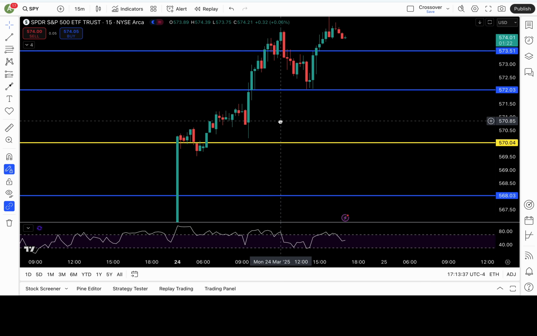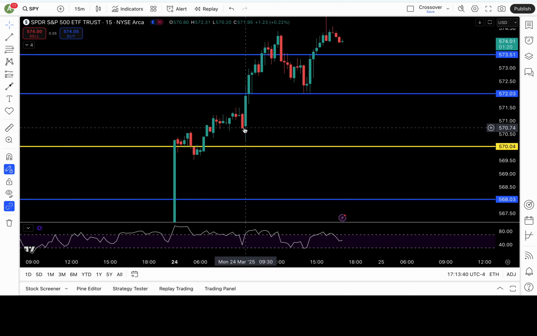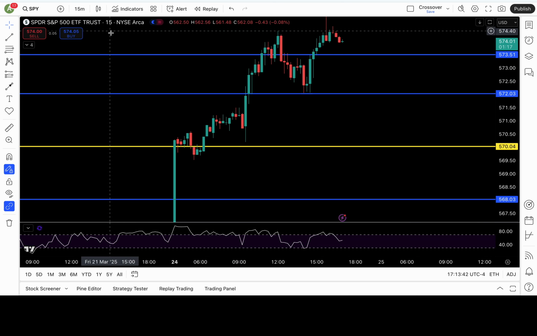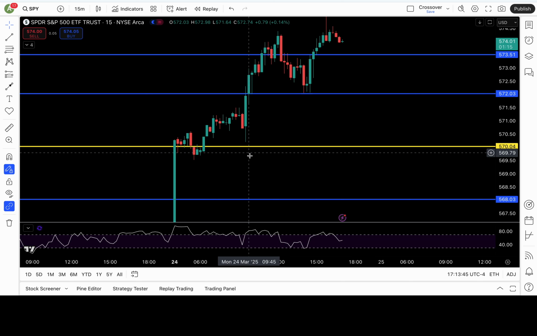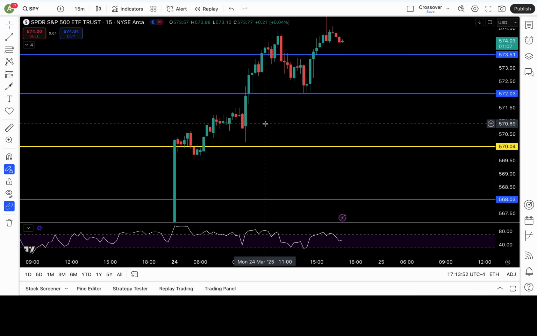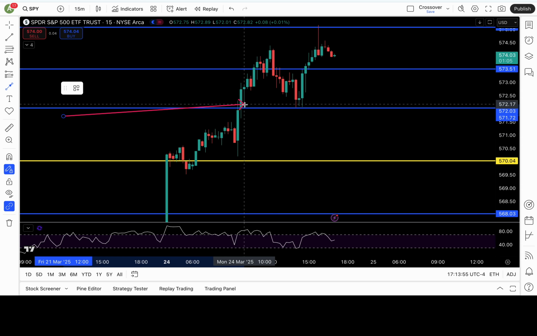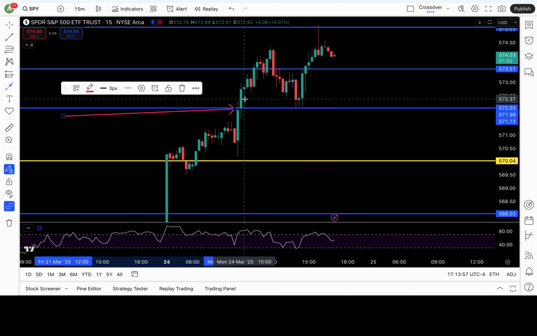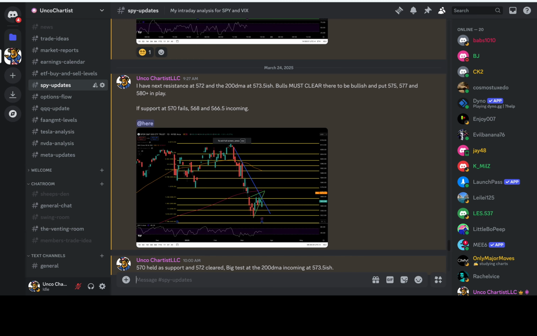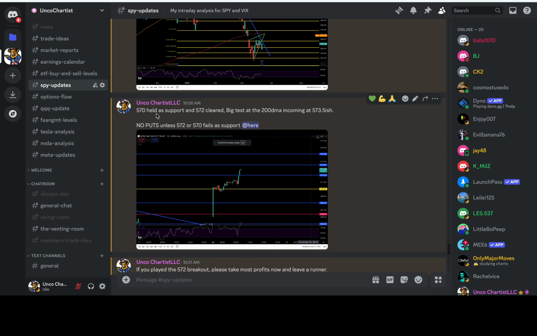I always mention that I trade on the 15-minute chart, and you guys can see the first candle. This is a 15-minute chart. First candle, it dropped close to the 570 level, 20 cents shy of it, according to TradingView, and we had buying pressure, and then we cleared 572 and even treated it like support at the 10 o'clock candle. We back tested it. 572 then became support, and it was a very, very nice bounce. Uncle Charles wrote, 570 held as support, and 572 cleared. Big test at the 200 DMA incoming.